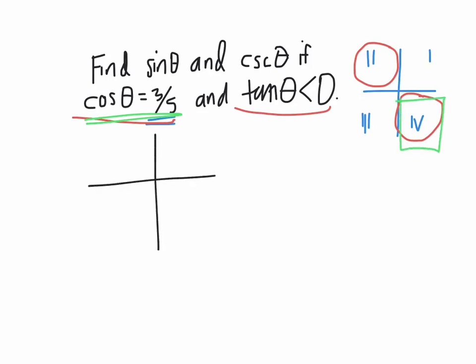So when I say draw a triangle, here's what I mean. Draw a triangle in standard position in quadrant 4. So the theta is always the angle that's closest to the origin, and then you're always going to drop a vertical line to the x-axis. Since cosine is 3/5, I'm going to use SOHCAHTOA here to my advantage.